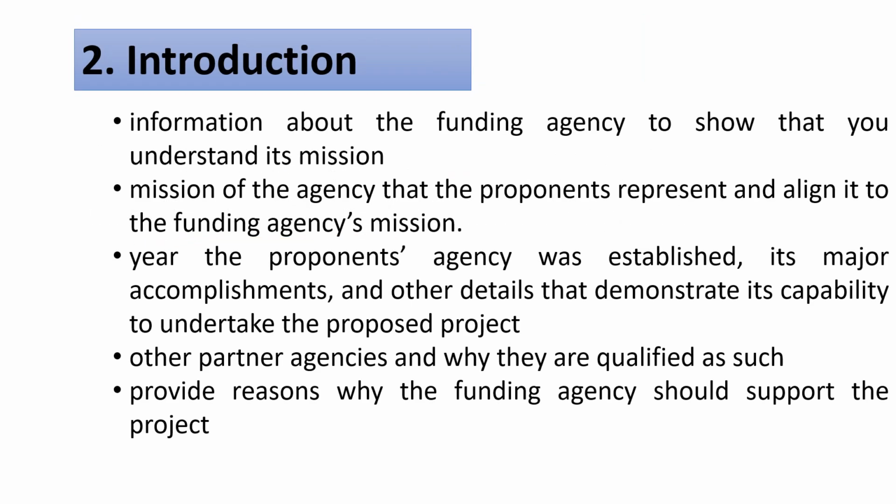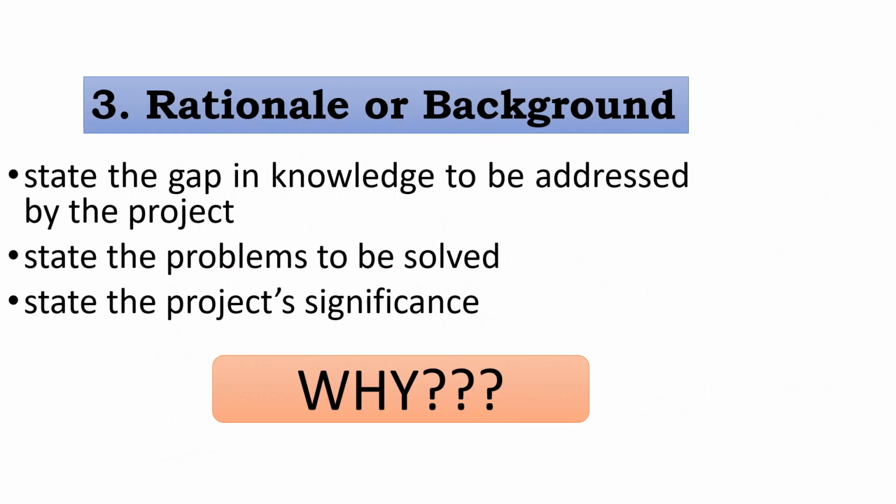And then for the introduction, you have the following information about the funding agency. Okay, so if you have Department of Agrarian Reform or DOST or DOLE or whatever, your school, you should know about the funding agency to show that you understand their mission. Also, the year of the proponent's agency if you have other agencies, and why they are qualified as such, and provide reasons why the funding agency should support the project.